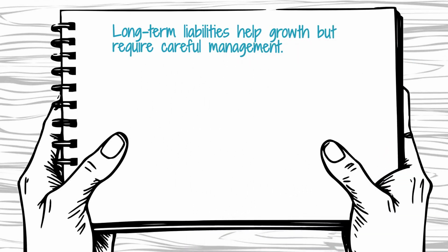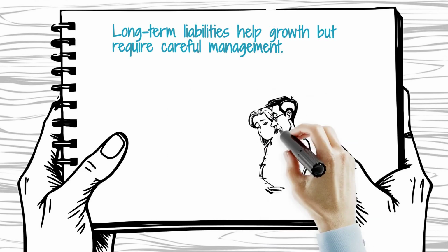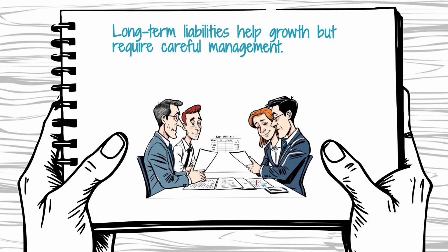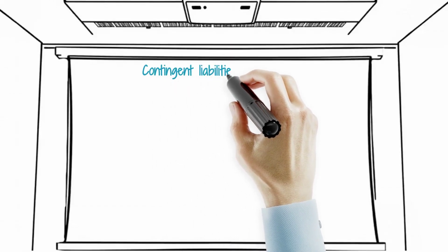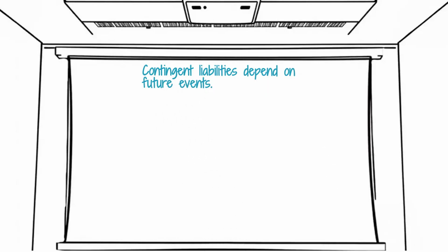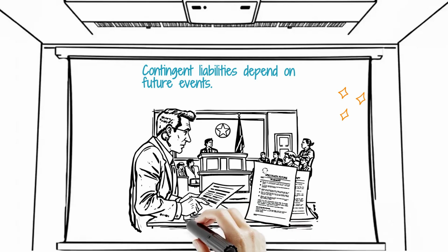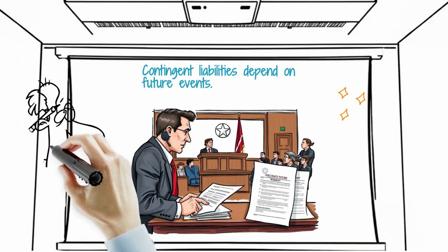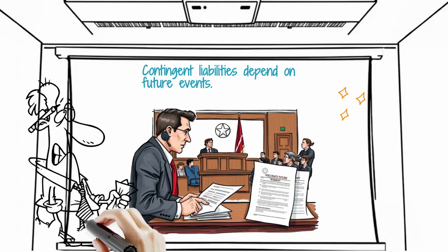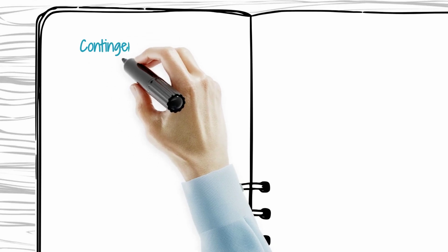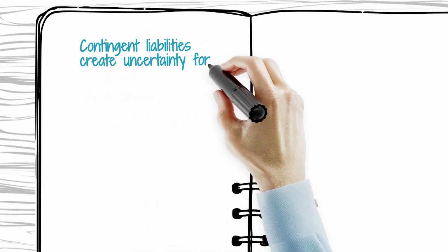There are also contingent liabilities. These are potential obligations that depend on a future event. A lawsuit is a common example. If a company is being sued, it may or may not have to pay damages depending on the outcome. Product warranties are another example, because the business may need to repair or replace defective products later. Contingent liabilities are important because they create uncertainty, and investors pay close attention to them.